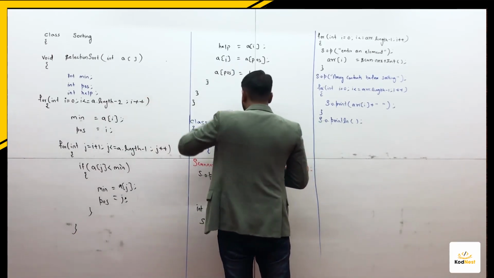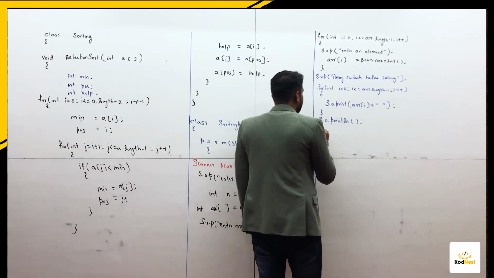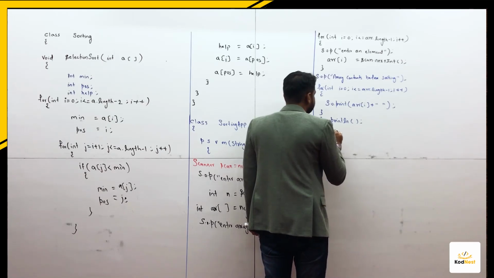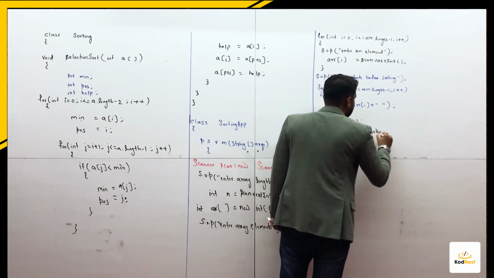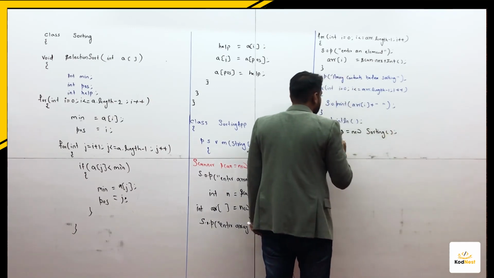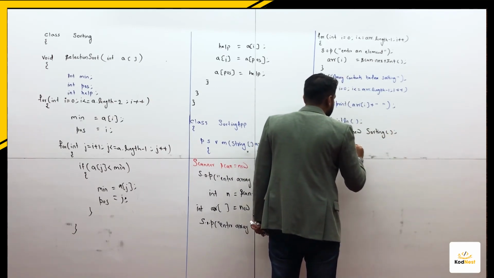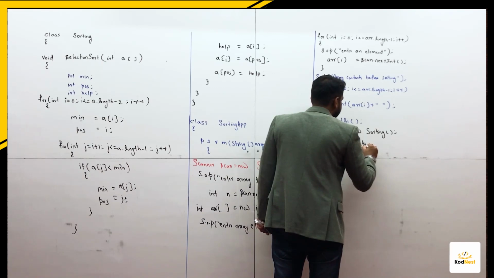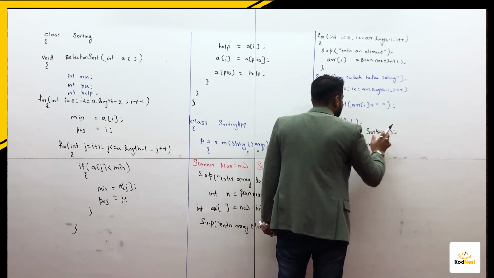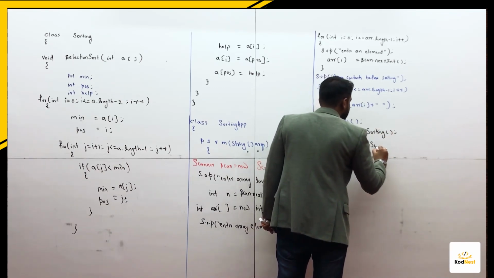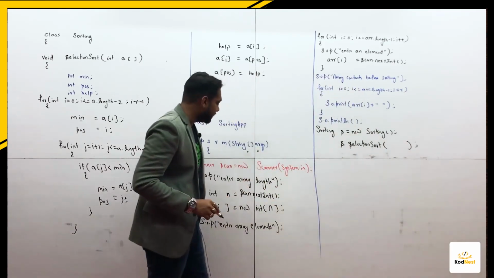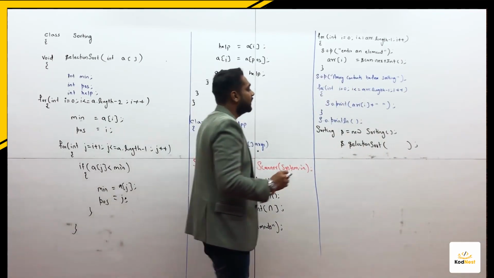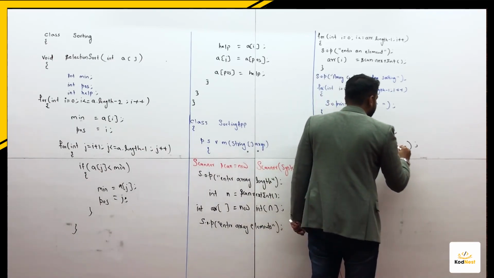Before calling that method, I have to create the object of Sorting. I would write Sorting s equals new Sorting, and I would call s dot selectionSort, like this. Now I have to send the array for sorting. The array is there in arr. I would send arr. Carefully watch it.